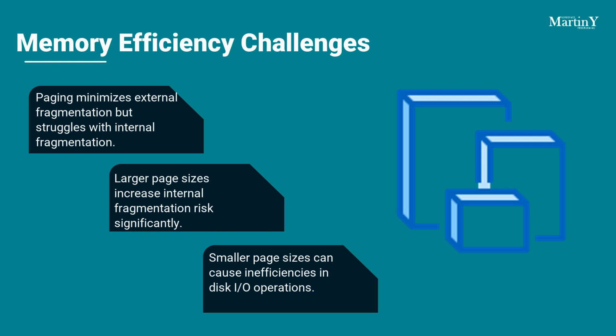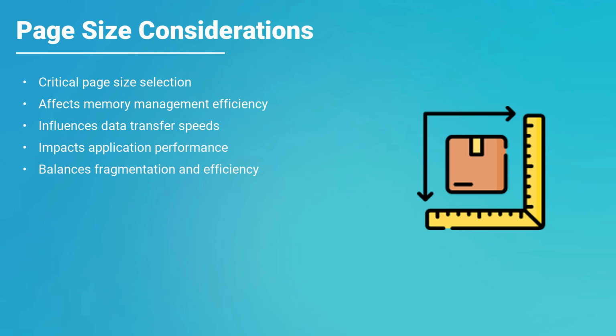For instance, if the last page allocated contains only a small amount of information, the remaining space in that page goes unused. Thus, while larger page sizes may increase the risk of internal fragmentation, smaller page sizes can introduce excess overhead and diminish the efficiency of disk I/O operations. The choice of page sizes is therefore critical.